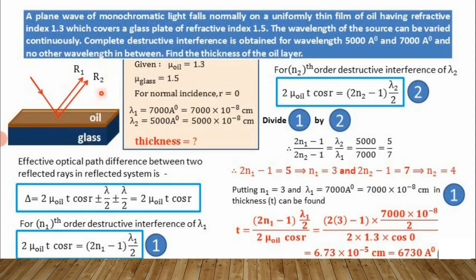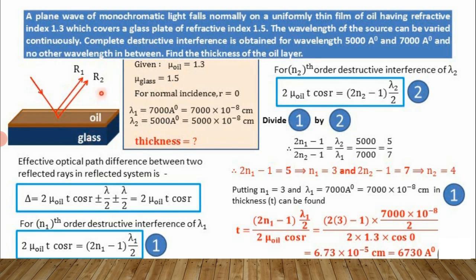Then T is equal to (2n1 minus 1) multiplied by lambda 1 upon 2, divided by 2 mu oil cos of r. Then 2 multiply n1, which is 3, minus 1, multiply lambda 1, which is 7000 into 10 raised to minus 8, divided by 2. Also divided by 2 multiply the refractive index of oil, which is 1.3, into cos theta, where theta is 0. Then the answer is 6.73 into 10 raised to minus 5 centimeter.